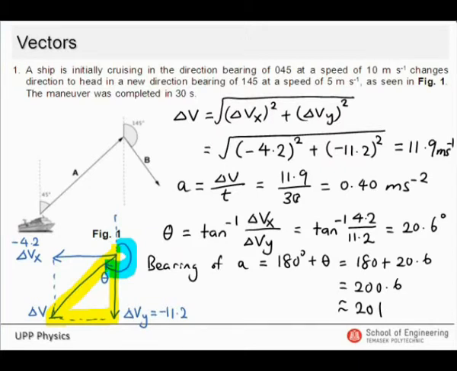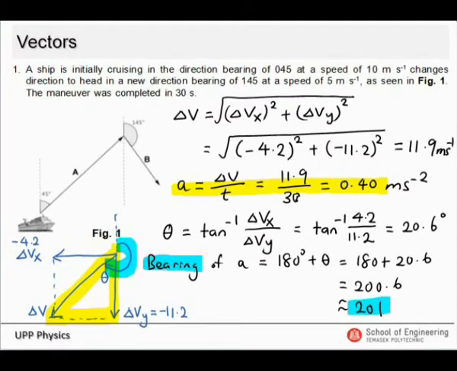So with this, we have solved the problem. We found the magnitude and the direction. The bearing is 201. Well, I hope this question has enhanced your understanding of vectors, and I wish you all the best in solving subsequent vector problems. Thank you.